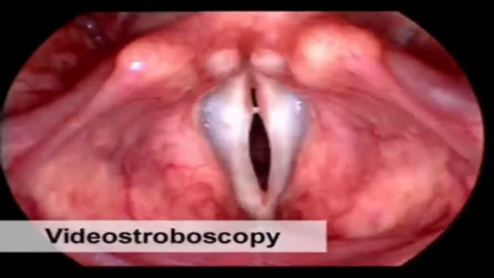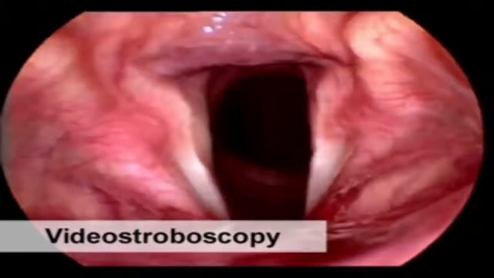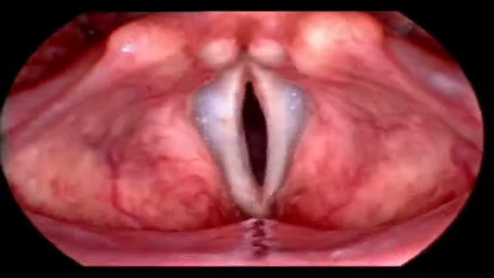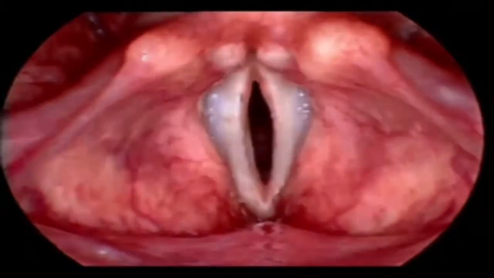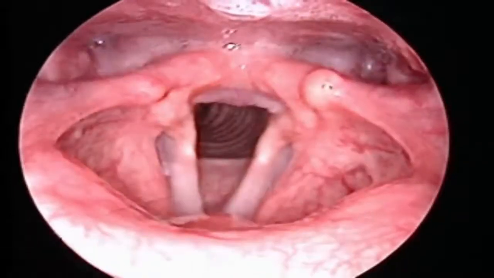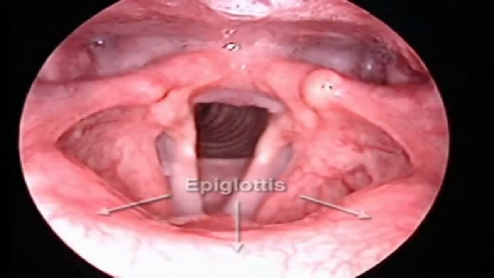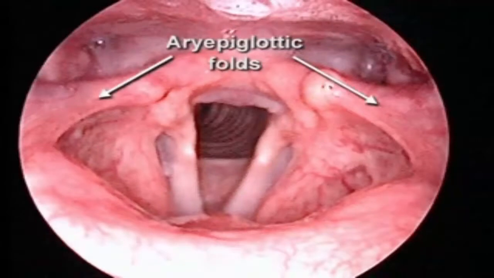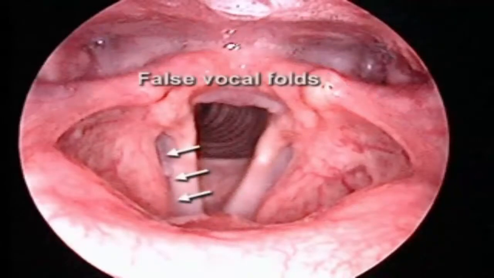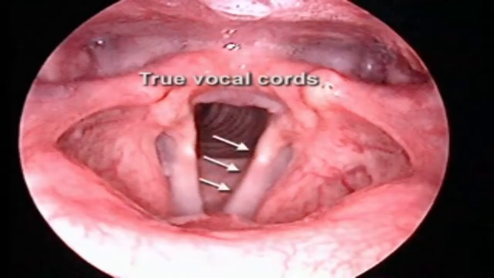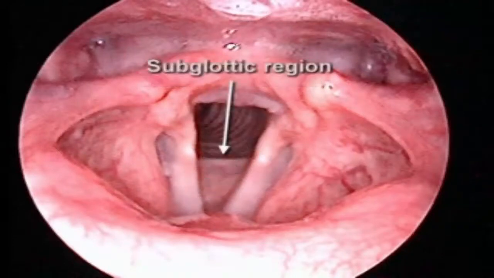During human speech, a vibratory wave is formed as vocal cords produce sounds. Stroboscopic illumination of the larynx can thus reveal subtle alterations of vocal fold vibration. Examine the following laryngeal structures: the epiglottis, arytenoids, aryepiglottic folds, the false vocal folds, the true vocal cords, and the subglottic region or cricoid shelf.